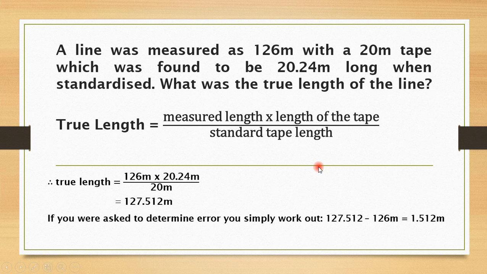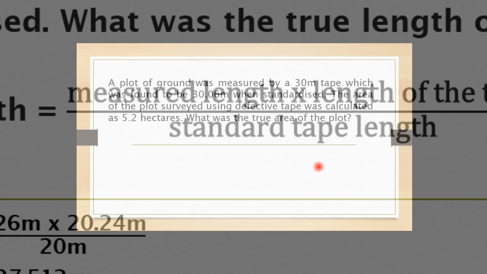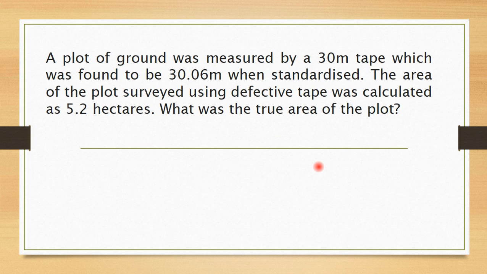Sometimes you could have done your calculations and worked out the area of the field. For example, if you were traversing a plot or the land or the playground or whatever the field that you were traversing, and then you have calculated the area using those wrong measurements. So how do you correct the area? How do you come up with the true area?